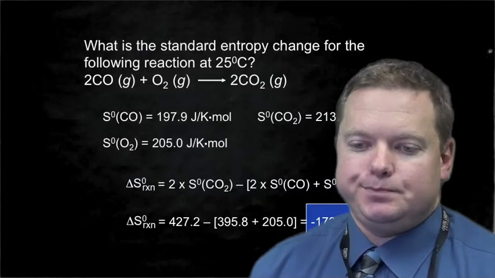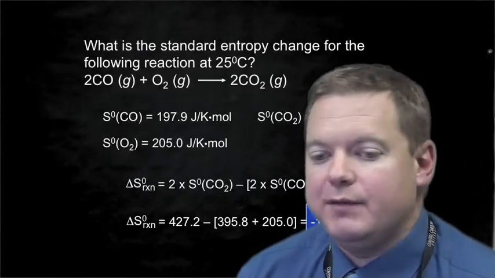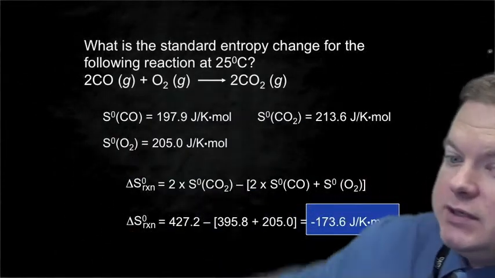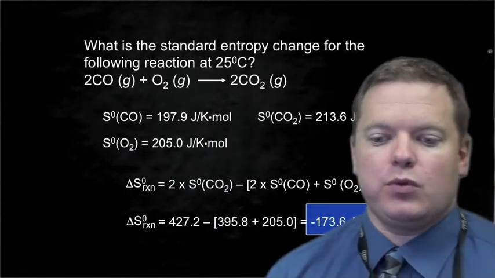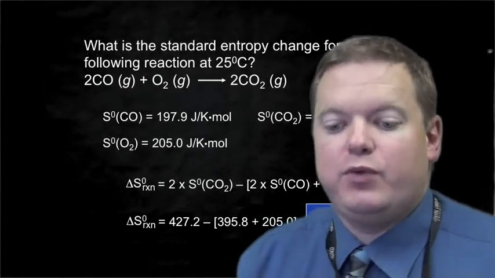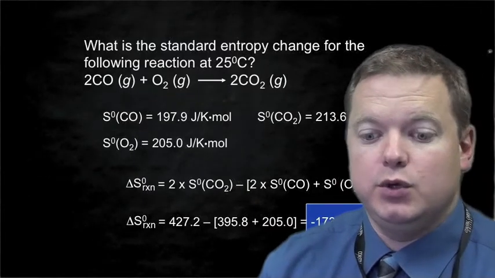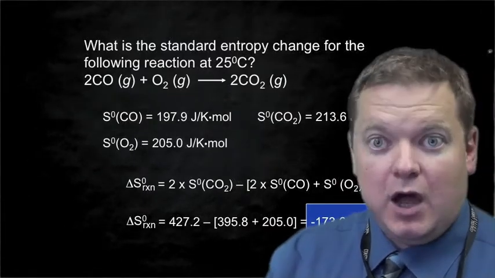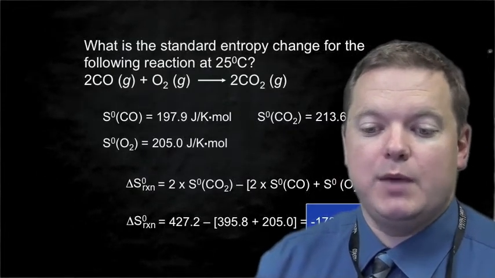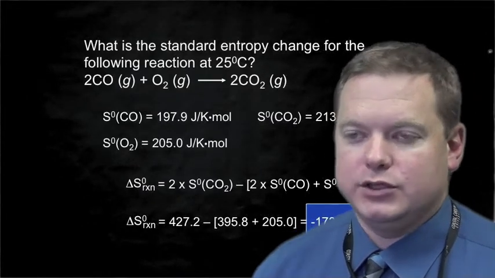So let's look at an example. What is the standard entropy change for the following reaction if it occurs at 25 degrees Celsius? We're going to take carbon monoxide plus oxygen to give us carbon dioxide. The values are listed there. The change in entropy of this reaction is going to be the entropy of the products, 2 times the entropy of CO2, minus the sum of the entropy of the reactants, 2 times the entropy of carbon monoxide, plus the entropy of the oxygen.